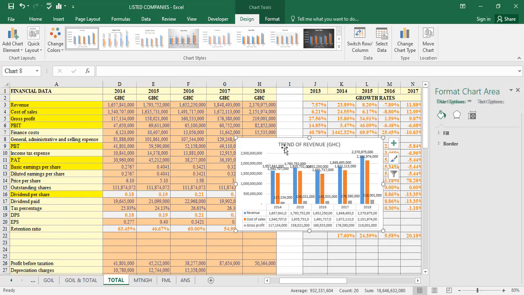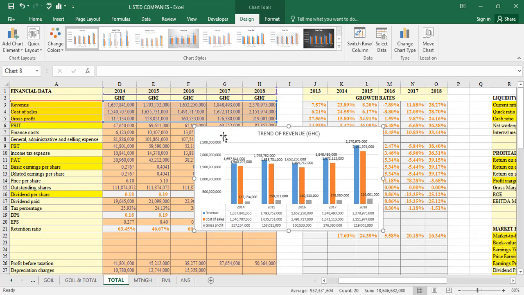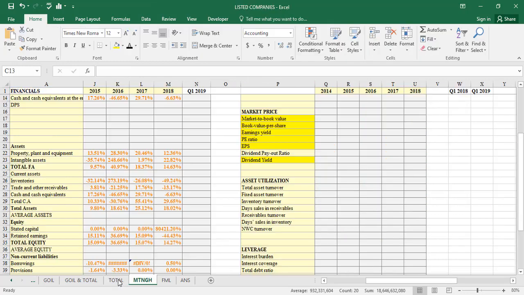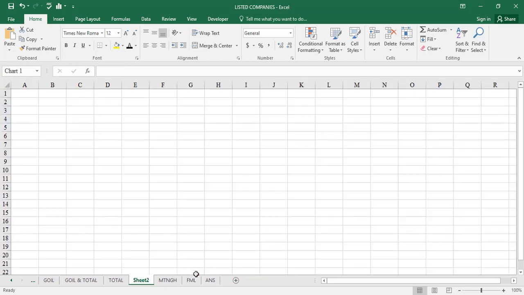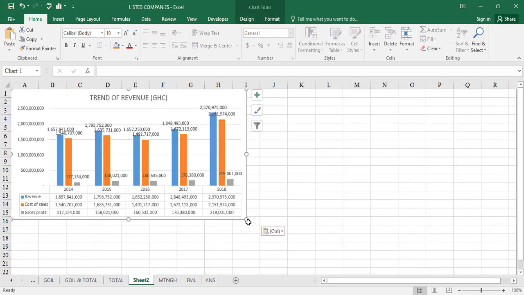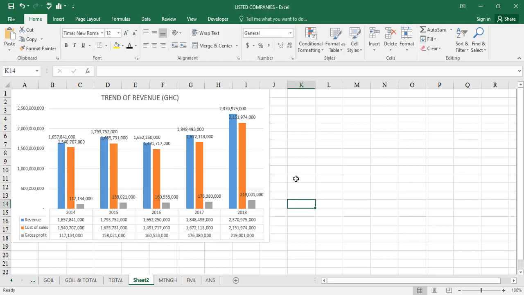So let's look at how the company has fared. Alright, let's cut it to a blank sheet, and do a better analysis on that. So let's see. This has been the revenue trend for Total Ghana from 2014 to 2018.